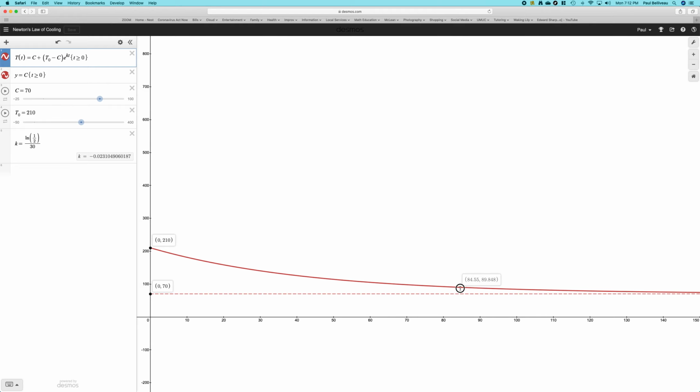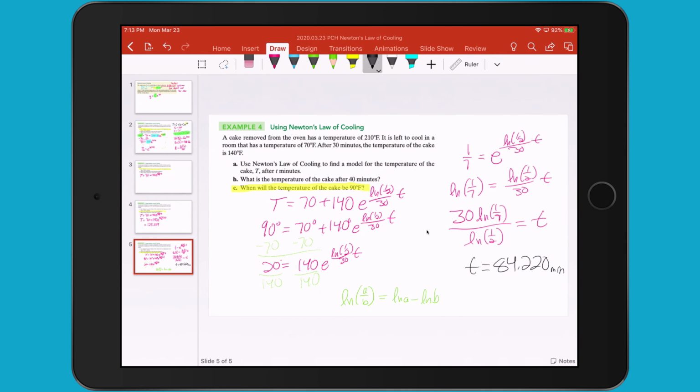Well, let's see, if I go out here to 84.2 minutes, yep, I'm going to say that's close enough. At 84 minutes, 90, I'm not going to get this thing to line up perfectly with 90, but we'll just call 84 minutes, 90 degrees close enough. So I'm confident in this answer, and that is how you solve Newton's law of cooling problems.